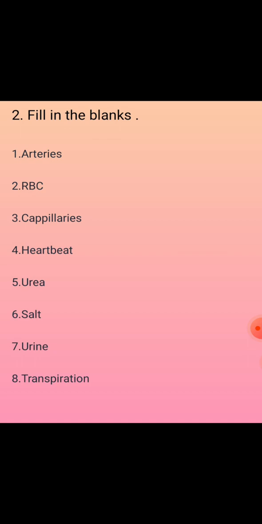Eighth question, water reaches great heights in the trees because of suction pull caused by dash, and the answer is transpiration. So let us go to our next question. Our next question is choose the correct options. As you can see in your textbook, first question is in plants, water is transported through, options xylem, phloem, stomata, root hairs, and the correct answer is xylem.